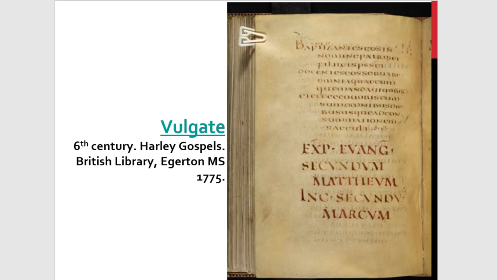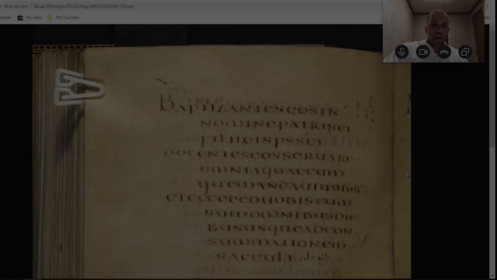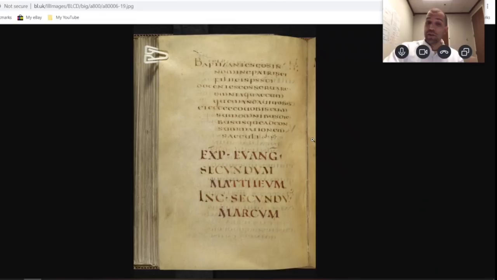This particular Vulgate Bible is from the 6th century. It's called the Harley Gospels. That's British Library, Egerton Manuscript, 1775. And I think Nick is going to show you an image of one of those leaves here. And so, Nick, what I'll ask you to do here is, let's do the same thing we did with the Septuagint. Let's look at the page. What do we notice about it? It looks like a regular book. Can you tell me a little bit about what you see on this page? Can we read anything on it? Do you notice anything about the aesthetics or the form of the manuscript?